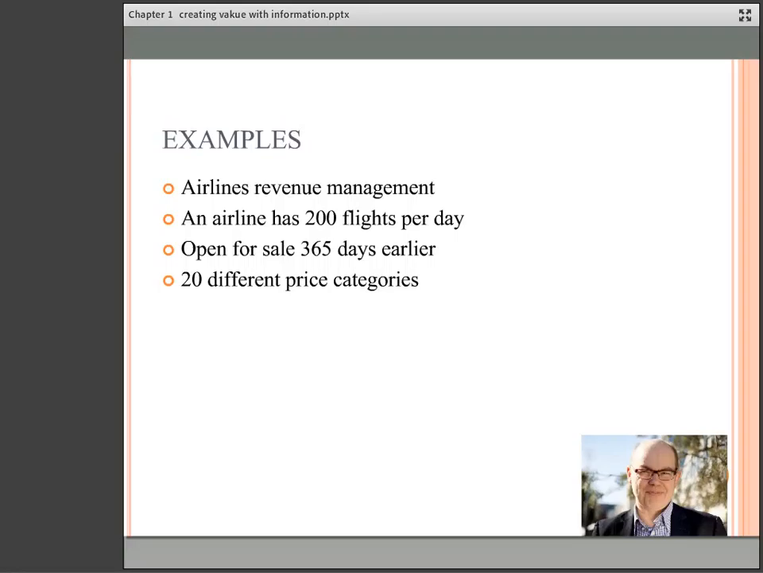Now, what airlines have is that they have, for example, 200 flights per day, and 365 days earlier, they start selling. This means that they have 72,000 flights on sale. Now, if they have 100 seats per airplane, this means 7.2 million seats for one airline are available for sale on each particular day.